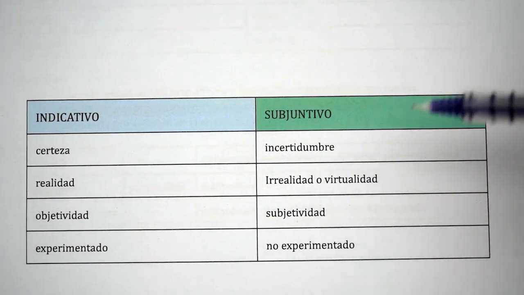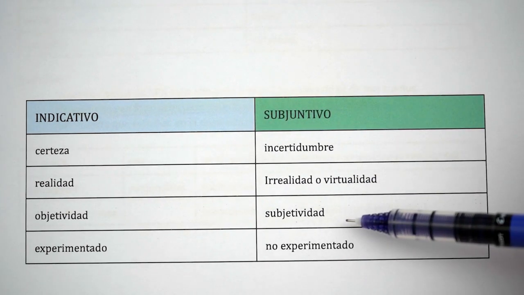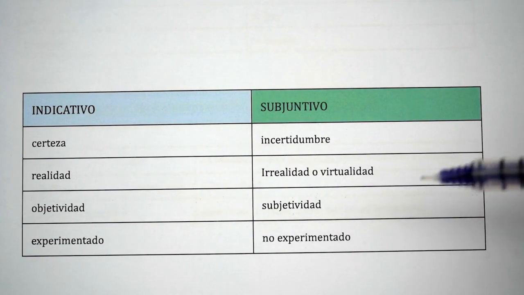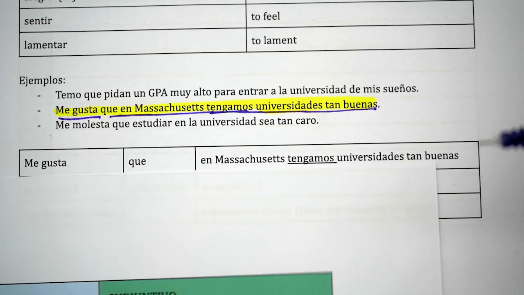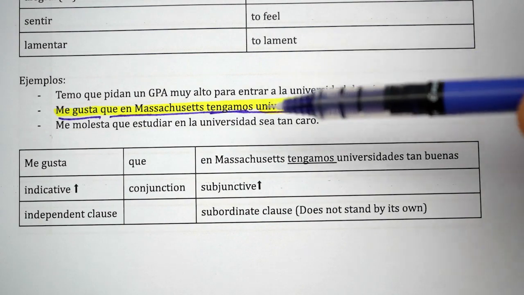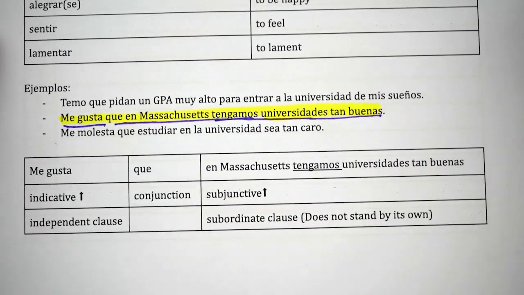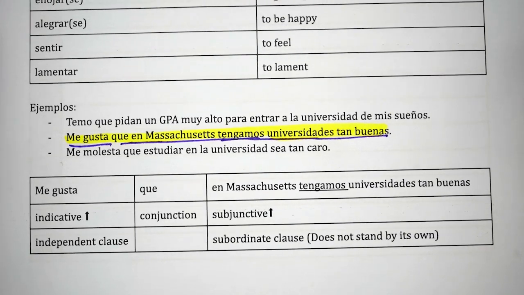Remember, when we are working in the subjunctive, we are speaking about subjectivity, how we see things, how we feel towards what we say. So, to me, it's very important that we have good colleges, and that's why tengamos is being required to be in the subjunctive.